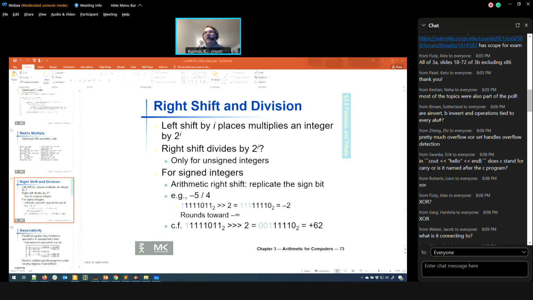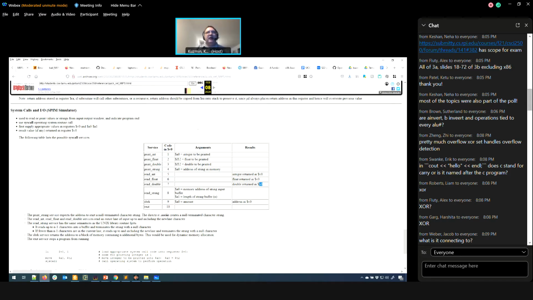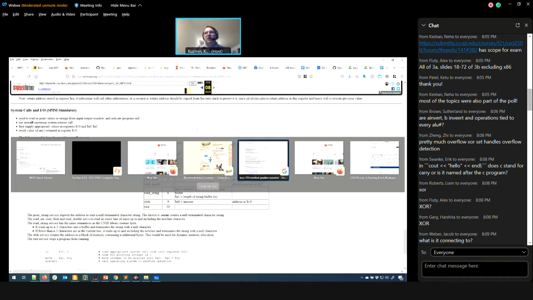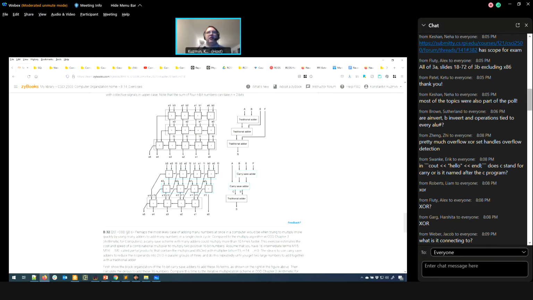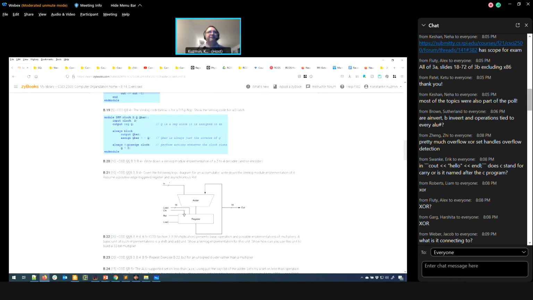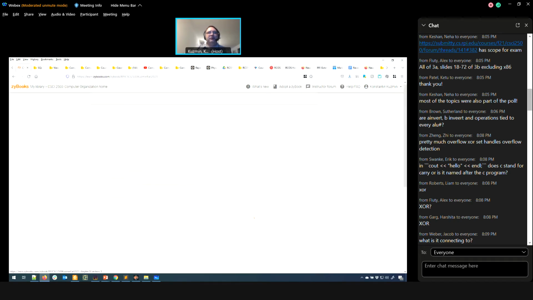All right. Are A invert, B invert, and operations tied to every ALU number? Yes. Those are control signals that each single bit ALU needs. And if you look at their Zybook, of course it's not under problems, but under the main topic on ALUs.